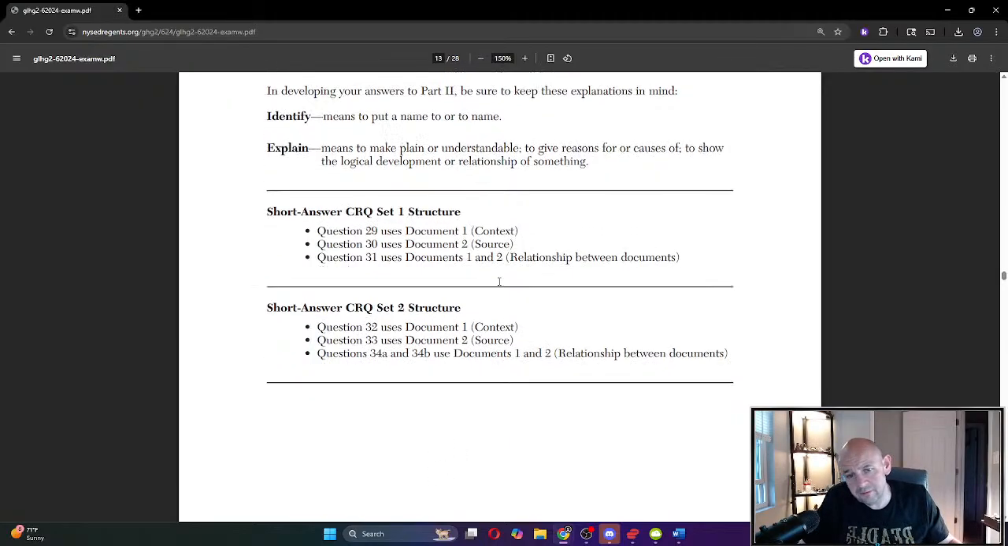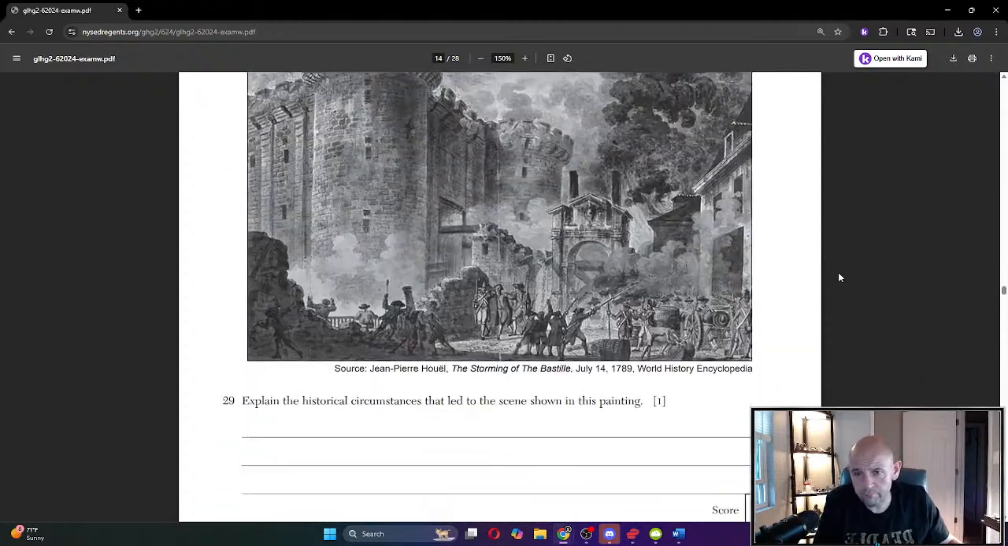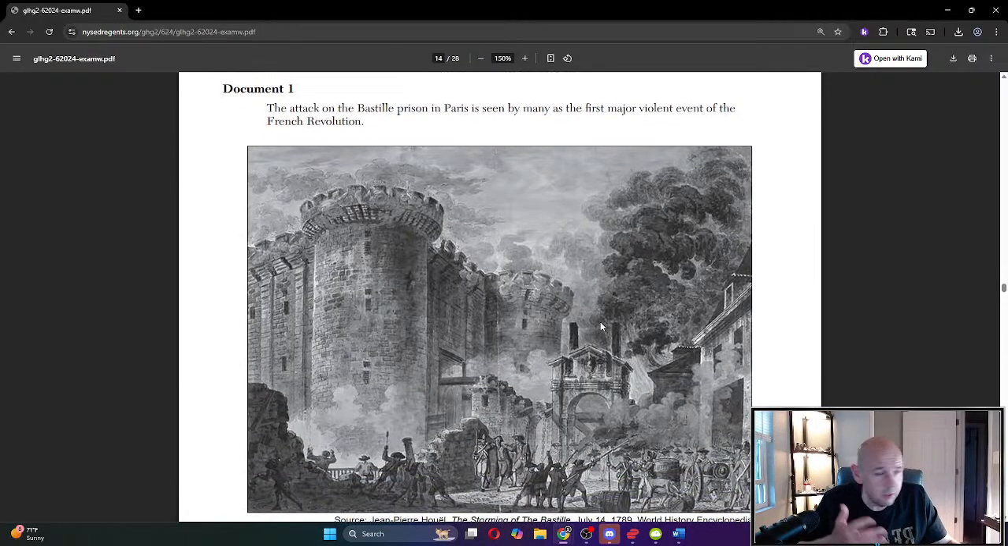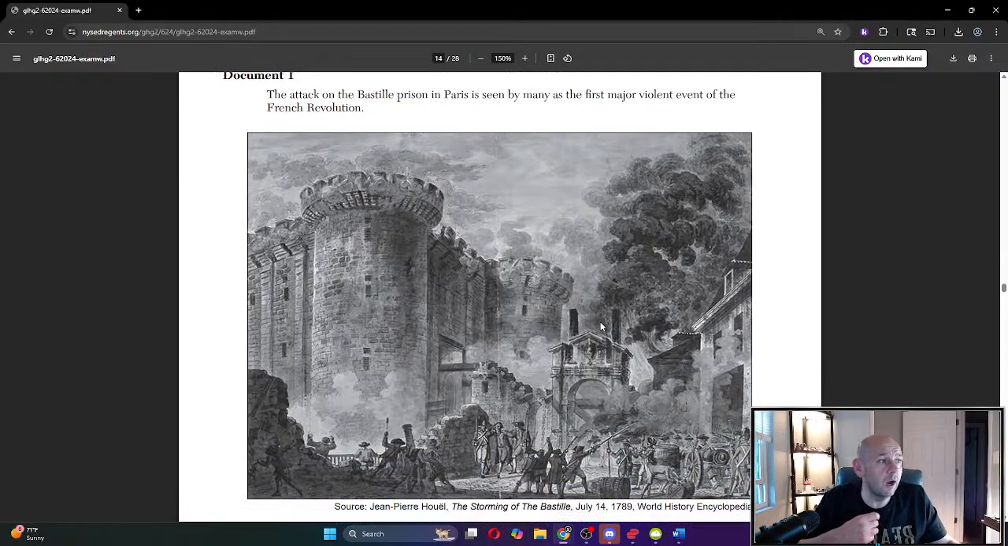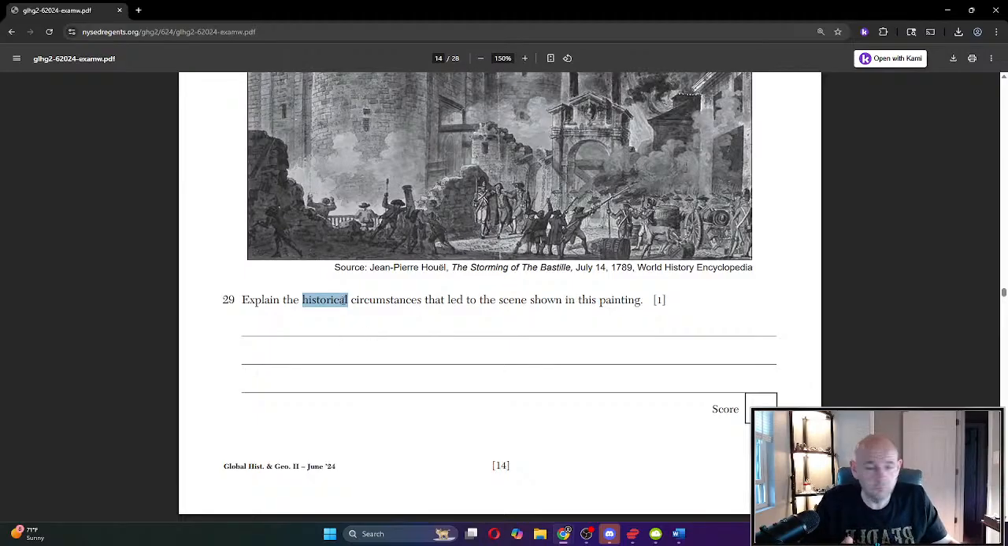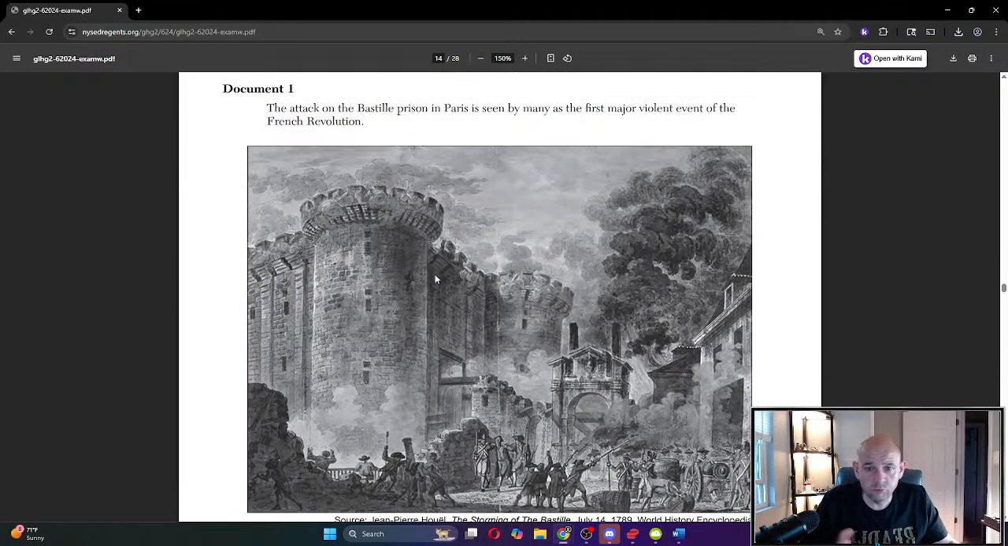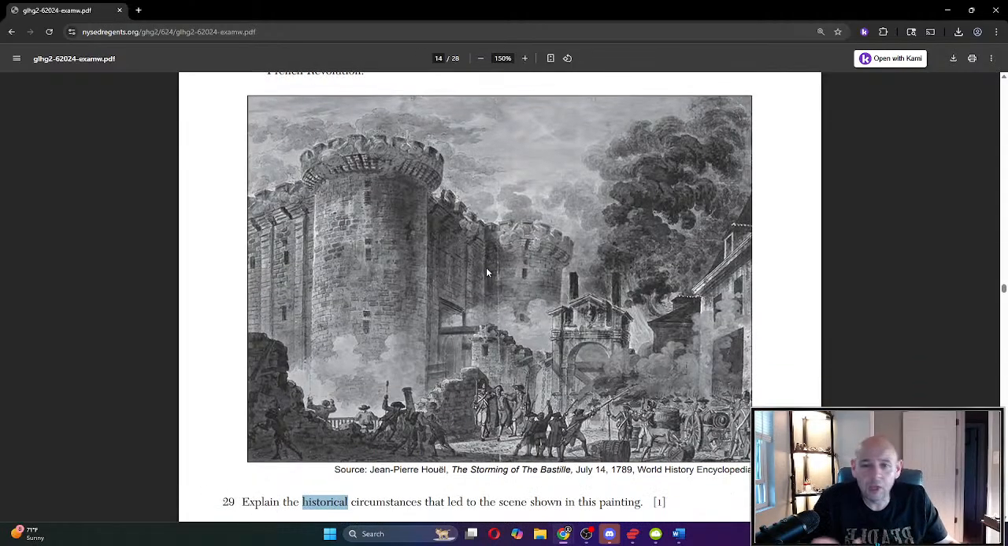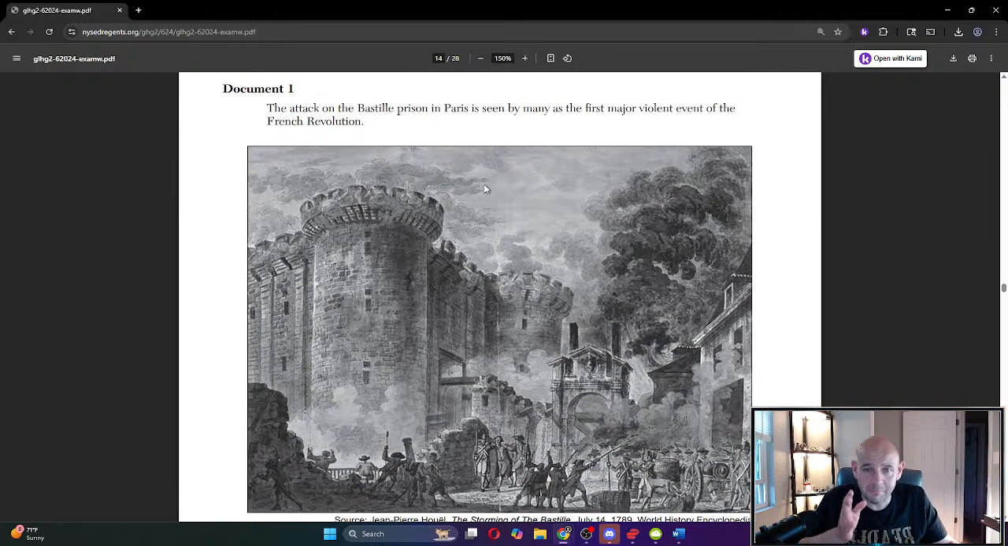When it comes to context, there are two basic options. You could be asked about historical context, what they'll call historical circumstances, which is basically the background of the issue. So you have a painting here. This painting is the storming of the Bastille. It's a pretty famous image. Everybody's seen it in the course, whether you remember it or not. What led to that? That's not in the document. The document cannot help you get this right. Explaining what led to the storming of the Bastille is not in this document. That is background. You have to provide a background.